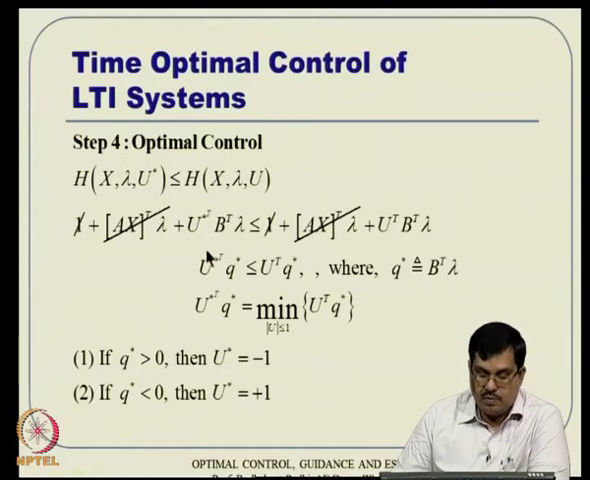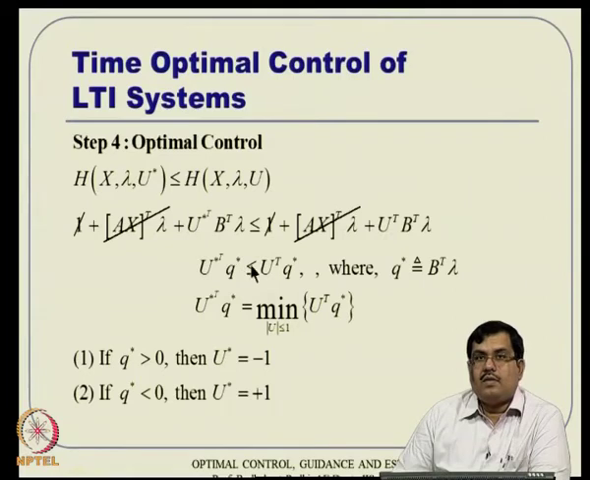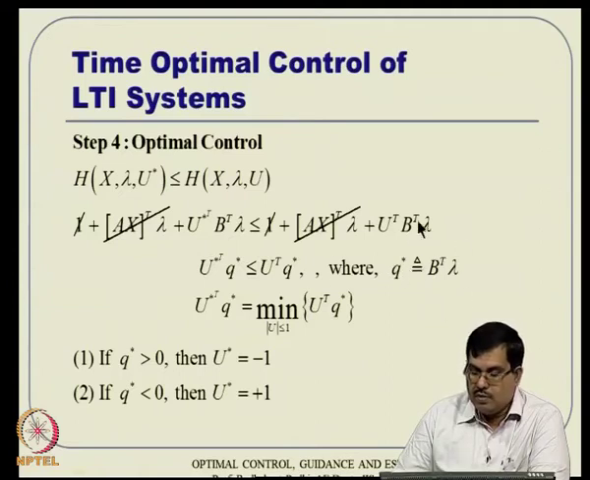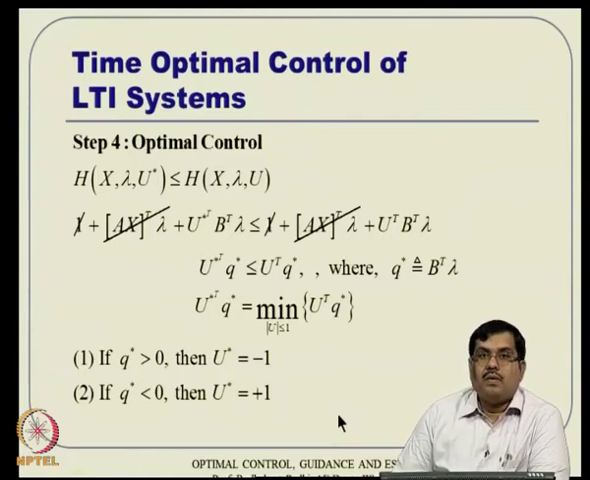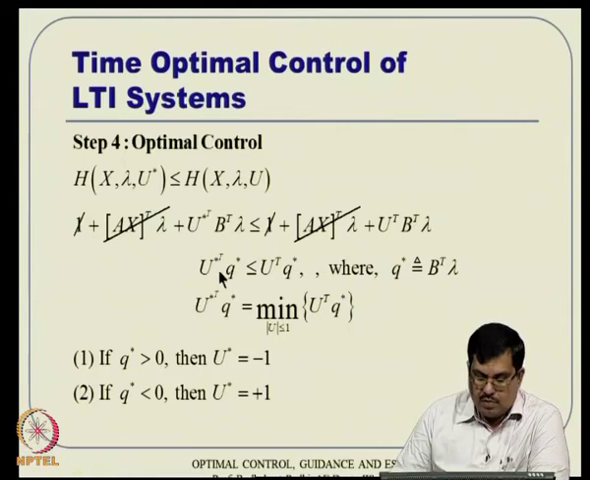So, we will end up with an expression like this: U star transpose times Q star is less than or equal to U transpose times Q star, where Q star is defined something like this. For simplicity, we just define this B transpose lambda to be Q star. So, we can write it that way. Now, what does this inequality tell us? It tells us that this U star transpose Q star is nothing but the minimization of U transpose Q star with this constraint in place.